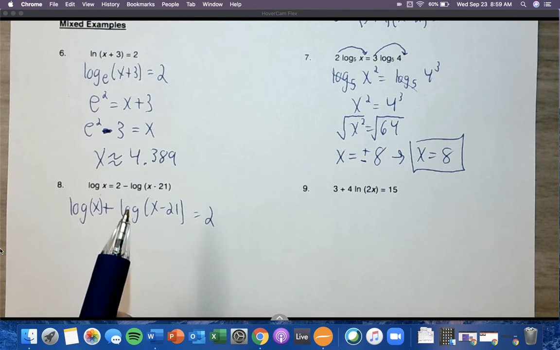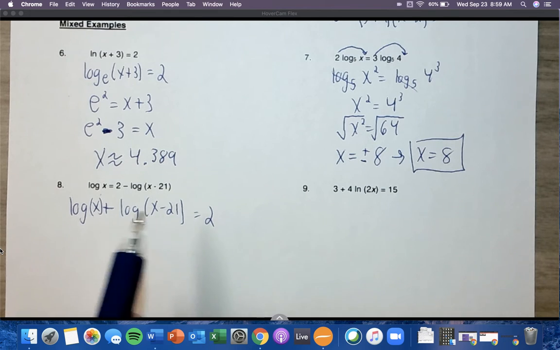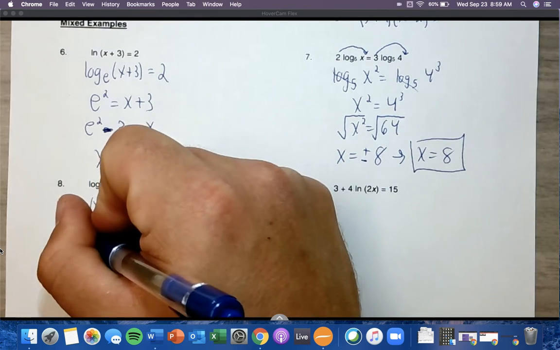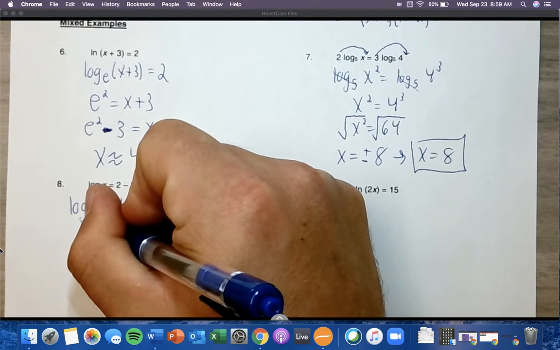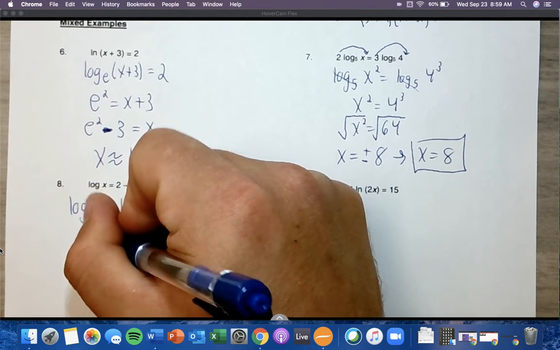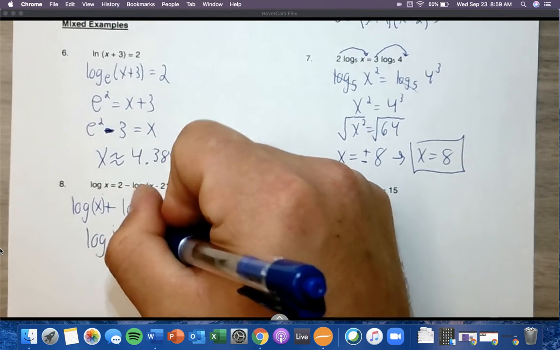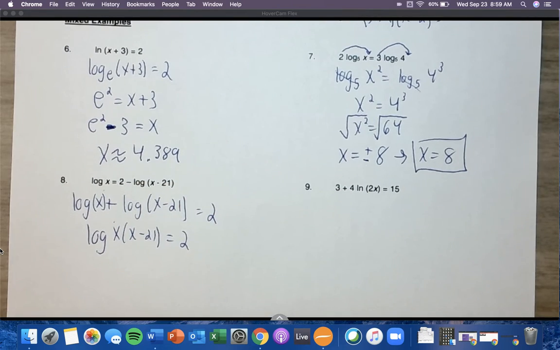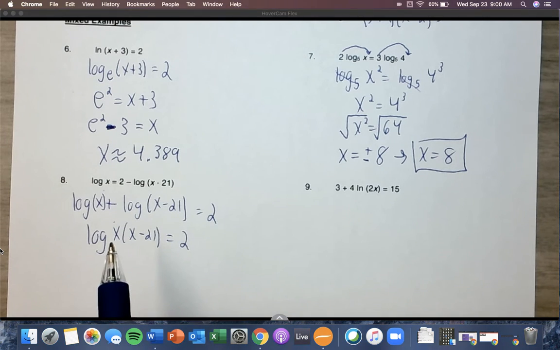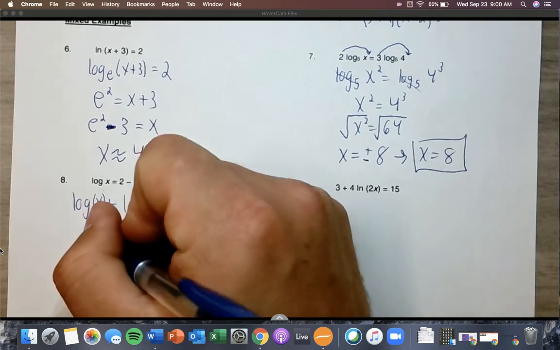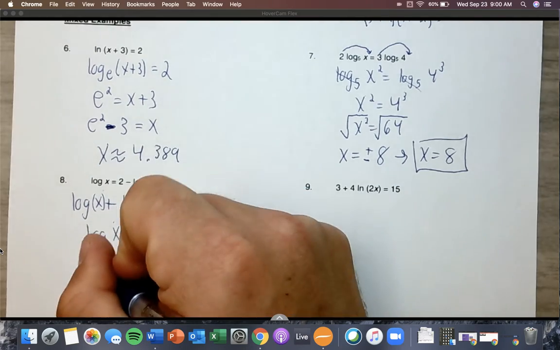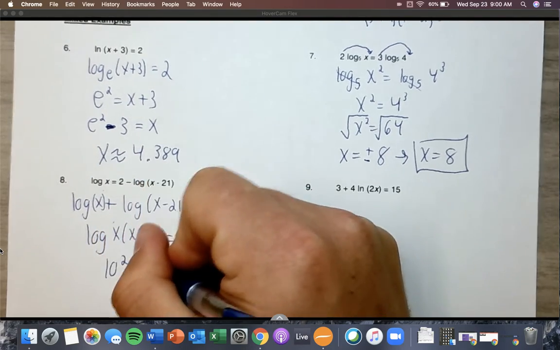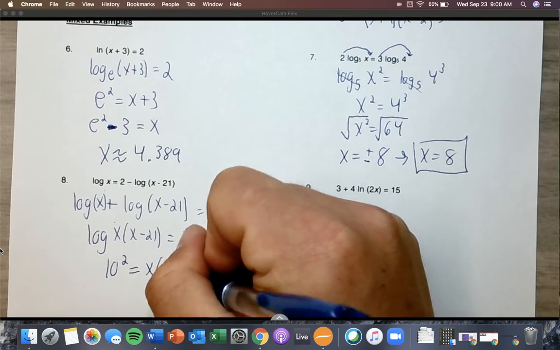Then we can use our properties and combine these. Remember, if we have logs that are being added together, we can just multiply what's inside of them. So this becomes log of x times x minus 21 is equal to 2. Now, because this is log base 10, we can just put it in exponential form. We can say 10 squared is equal to x times x minus 21.